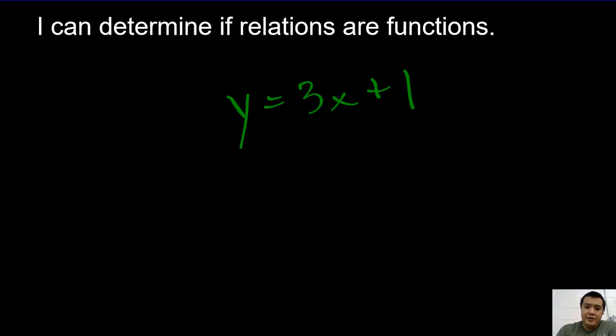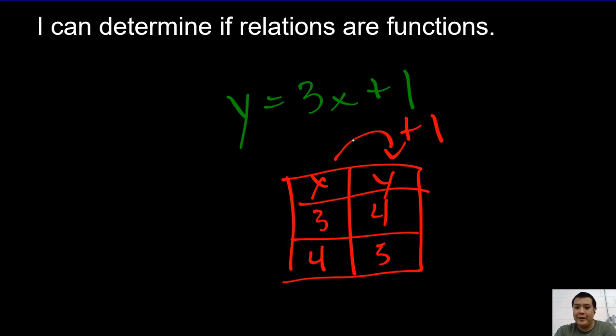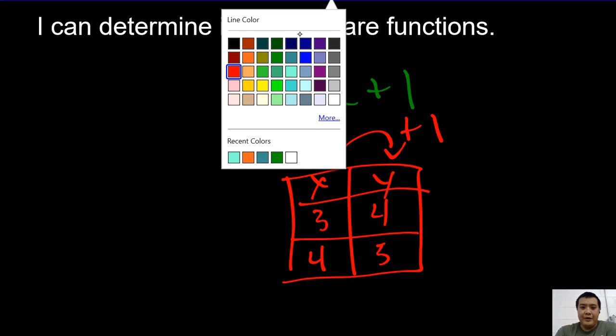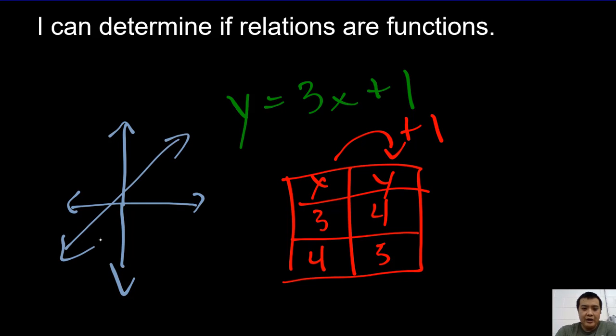And another type of relation would be from a chart, for example. So x and y, 3, 4, 4, 5. This is y plus 1. That's a relationship, y plus 1 from x to y. And another way you can do relationships is through a graph. And we've seen graphs before. This is a linear relation right here. This line right here would be considered a linear relation.